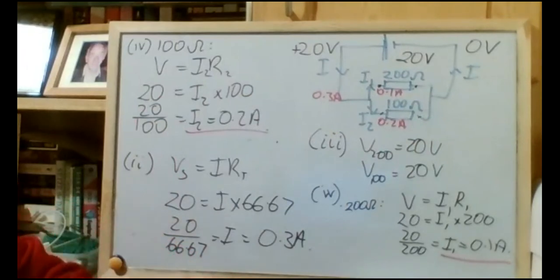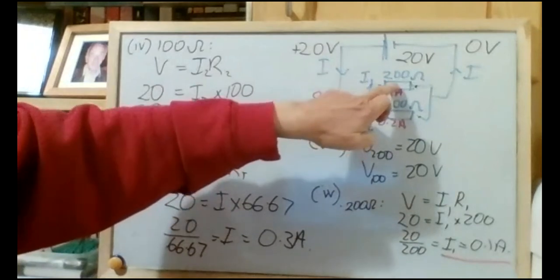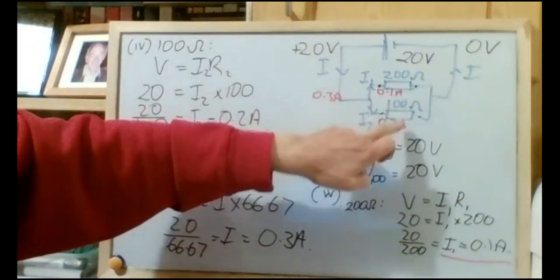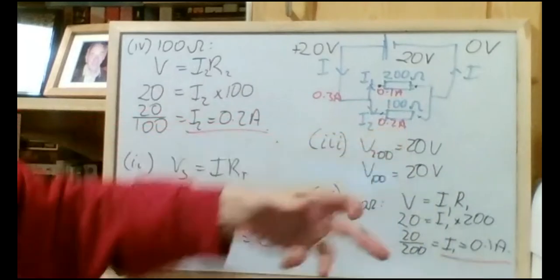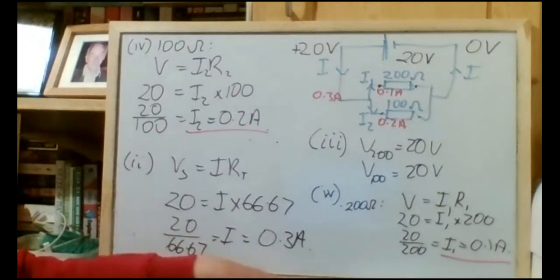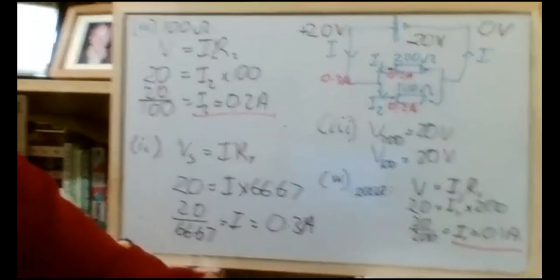And just to note as well, the big resistance has the smaller current flow, and the smaller resistance has the bigger current flow. When you multiply the current by the resistance together, you get the same voltage. So resistors in parallel always have the same voltage across each of them.